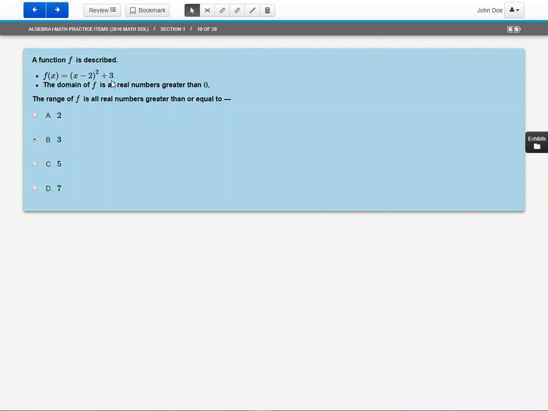So whenever you have something like this, a domain and range question with an equation, you can always type it into Desmos and see it, and then sometimes it's easier to see it than trying to figure out the range on your own.